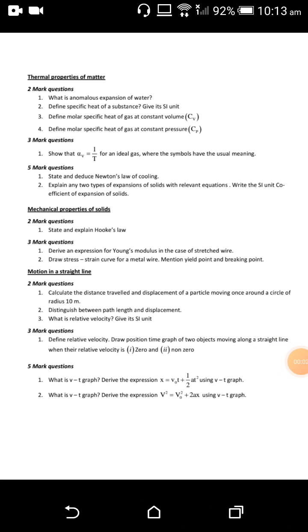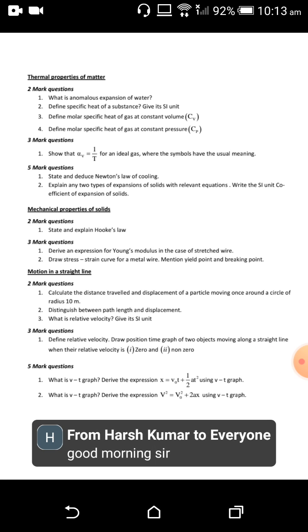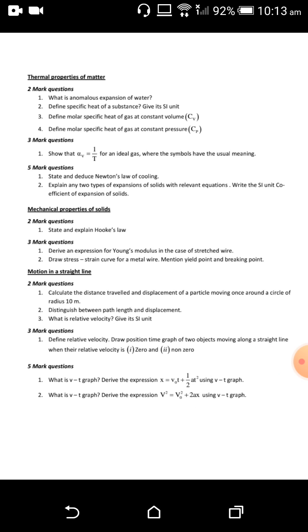Okay, fine. So see here, what is the first question they have given? It is regarding the anomalous expansion of water, right? So coming to the thermal properties of matter, the 2 marks question which can be asked is nothing but the anomalous expansion of water. Okay, so these are some of the questions which they have asked in your previous examination, in the first year PUC examination.